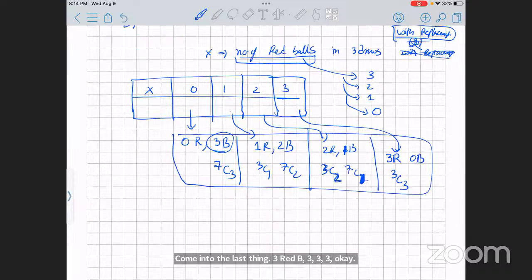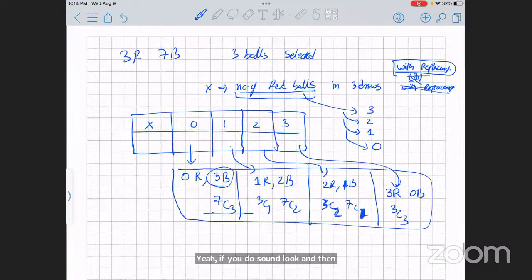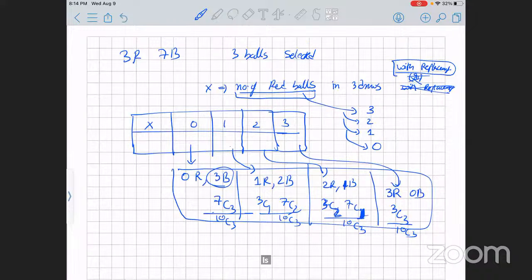If you get these values, then for probability we have to divide all of this by 10C3. If you do that, you will get the answer. If you don't get the answer, you can do it for x equal to 0.